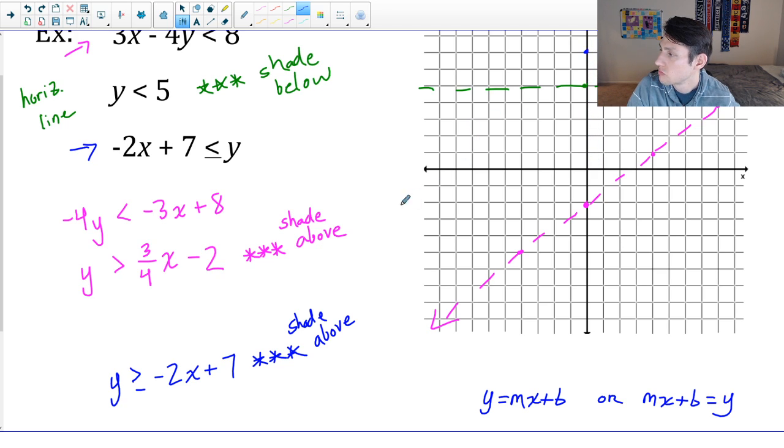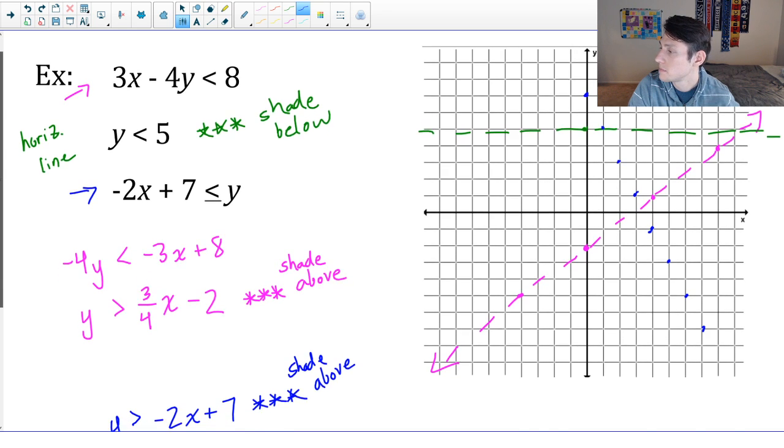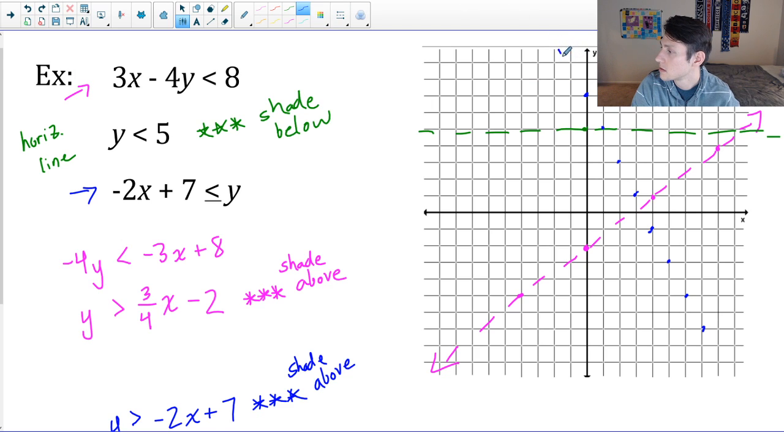Y-intercept 7. Slope is negative 2. Down to right 1. Down to right 1. Down to right 1. All right. It's greater than or equal to, so it's a solid line. Pretty good.